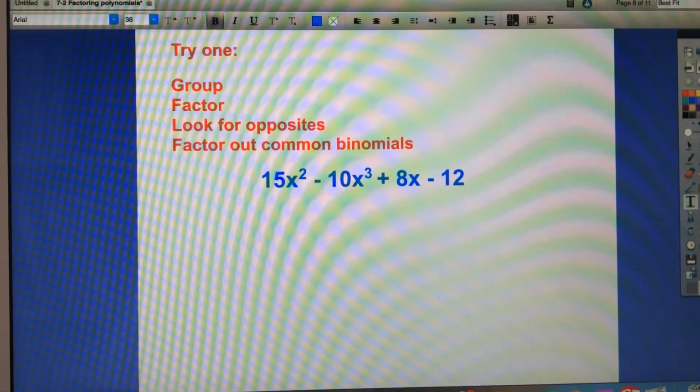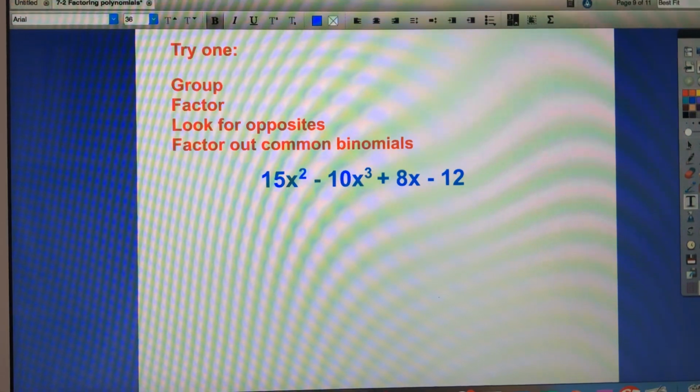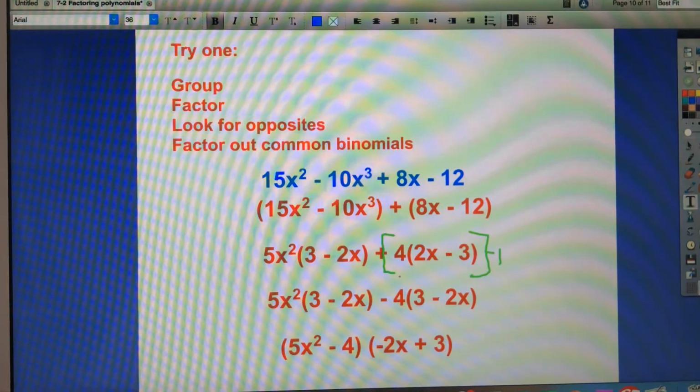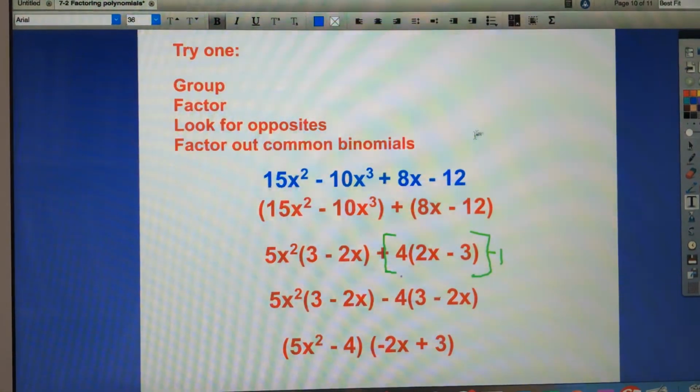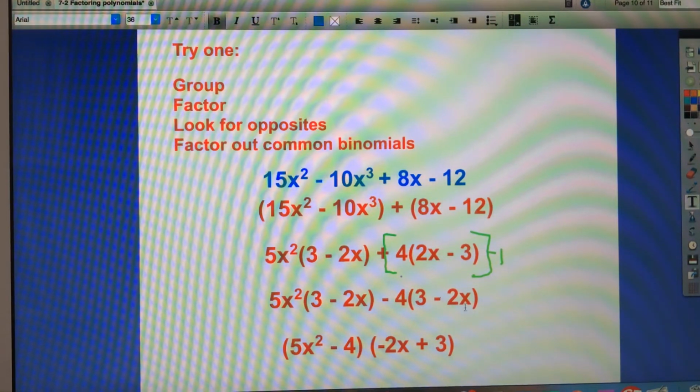Try one. Group, factor, look for opposites, factor out the binomials. Pause the screen. Here I'm showing you that if you multiply the whole second half by negative 1, you can get the common binomial 3 minus 2x.